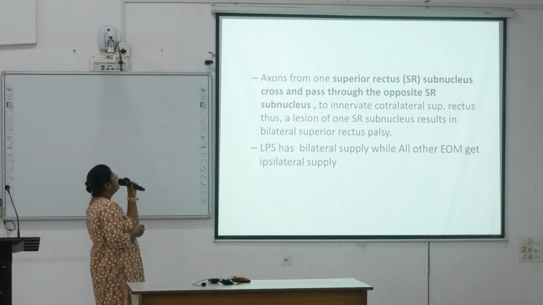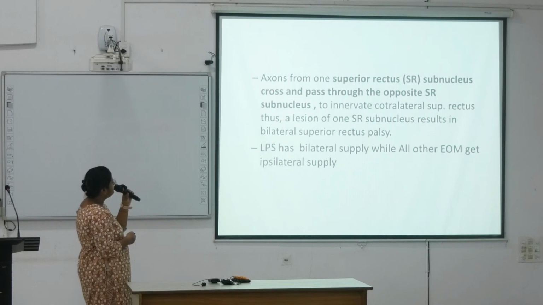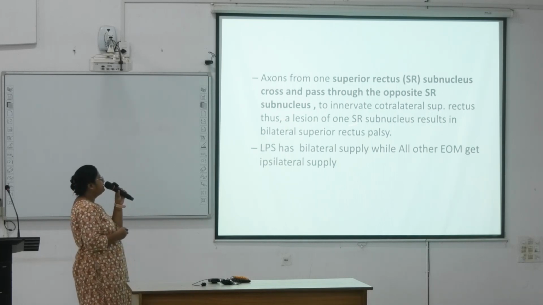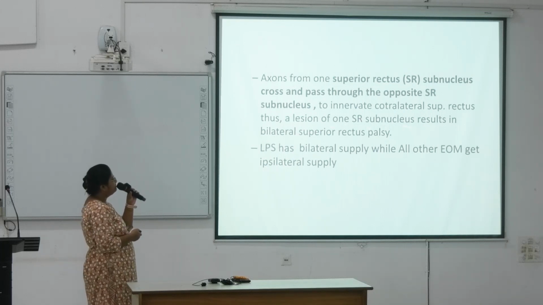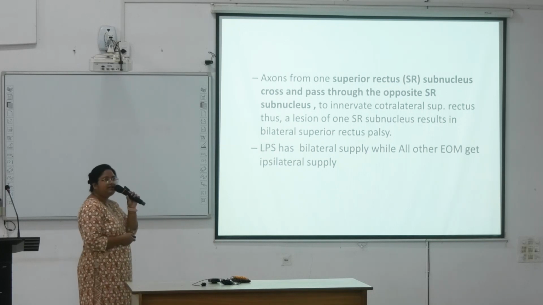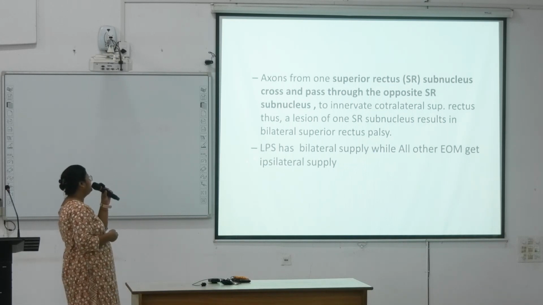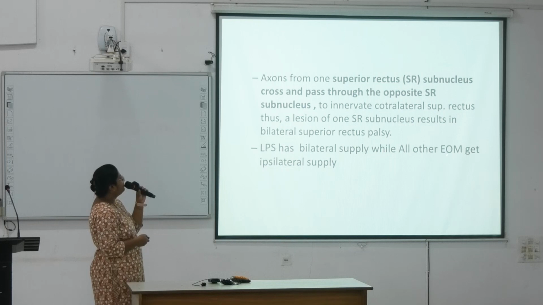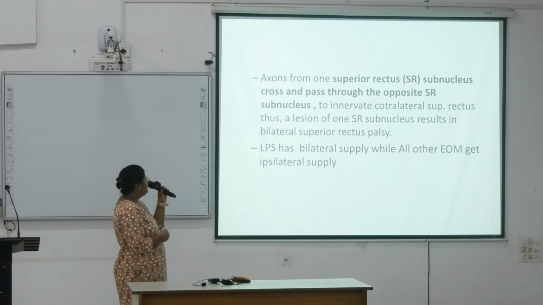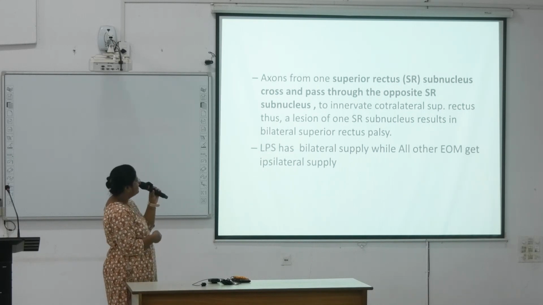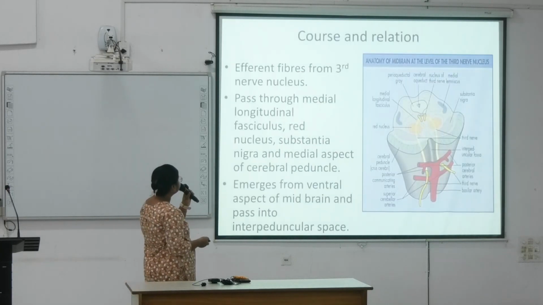So axons from one superior rectus subnucleus cross and pass through the opposite superior rectus subnucleus to innervate the contralateral superior rectus. Thus, a lesion of superior rectus subnucleus results in bilateral superior rectus palsy. Okay, this is the region. And levator palpebrae superioris has bilateral supply, while all other extraocular muscles get ipsilateral supply. Okay, so there is less chance of paralysis of this muscle because it is getting supply from both the sides, from right and left. Next.